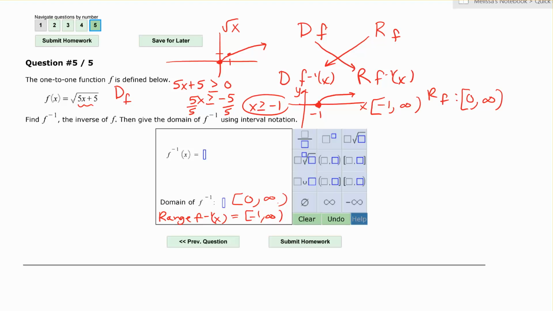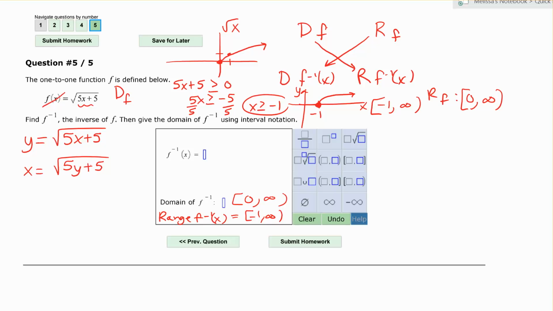Now let's find the inverse of the function. So I replace f of x with y. y equals the square root of 5x plus 5. I switch the variables, so x equals the square root of 5y plus 5. So now I want to solve for y.